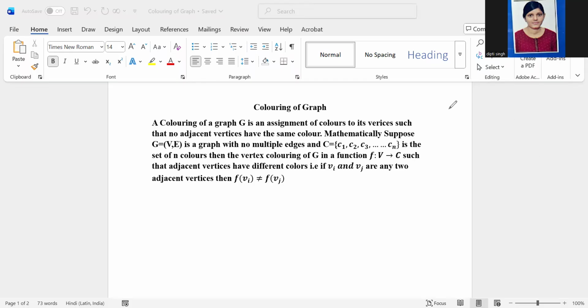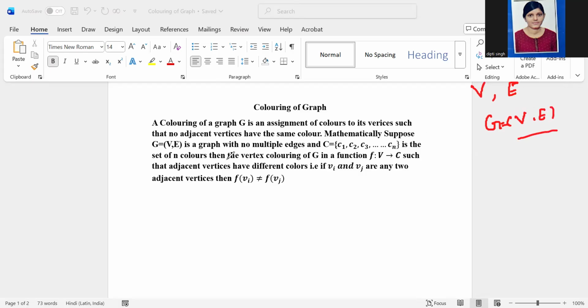As we know, in a graph there are two things. First one is the set of vertices and second one is the set of edges. The set of vertices is represented by V and the set of edges is represented by E. That's why we denote the graph as G equal to (V, E). Okay, so just like this.